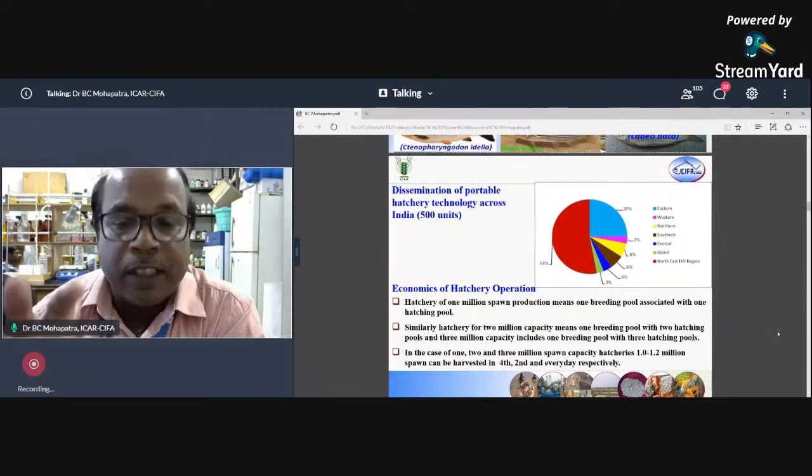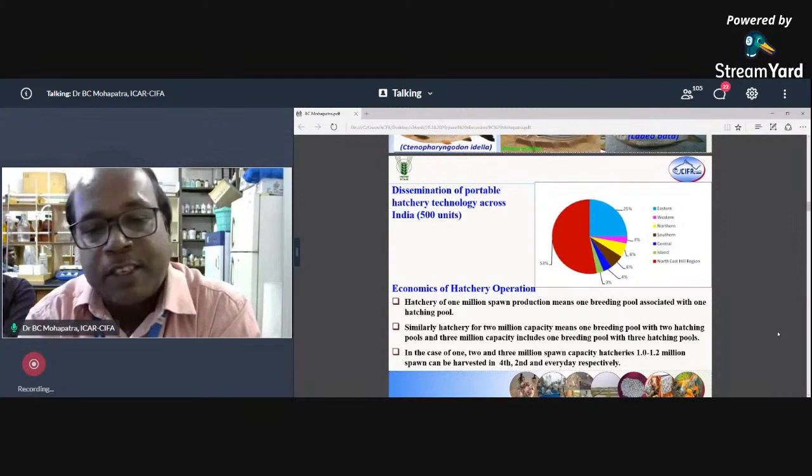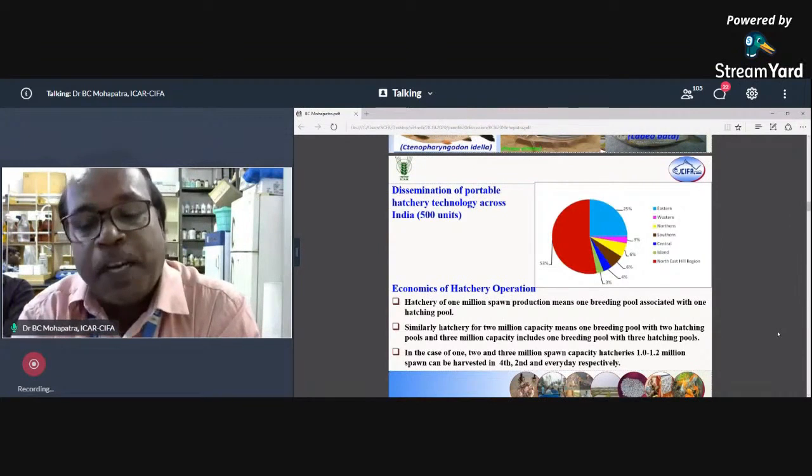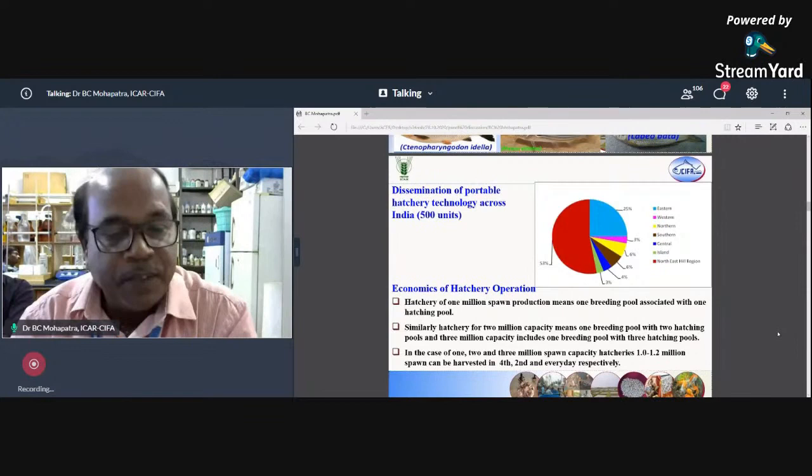If you take this hatchery distribution, naturally, you can see 53% has gone to the Northeast and the East is 25%, because West Bengal, Odisha and Jharkhand are mostly seed producing states. So that's why you can see proportionately how the distribution is. Next one.